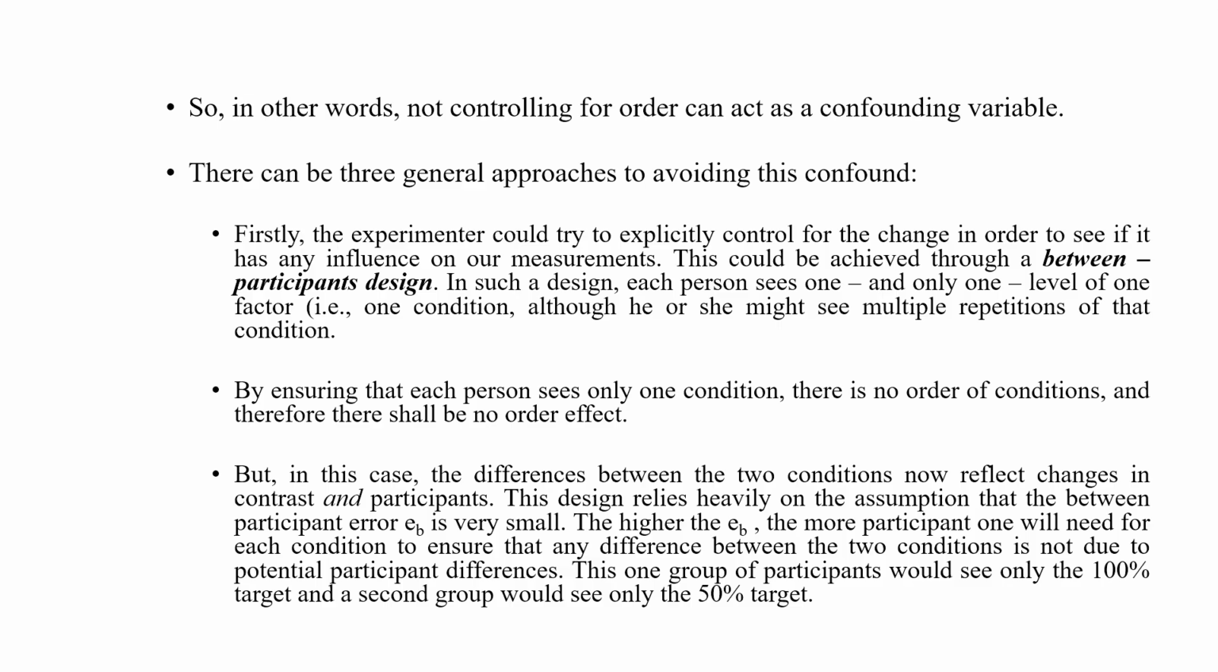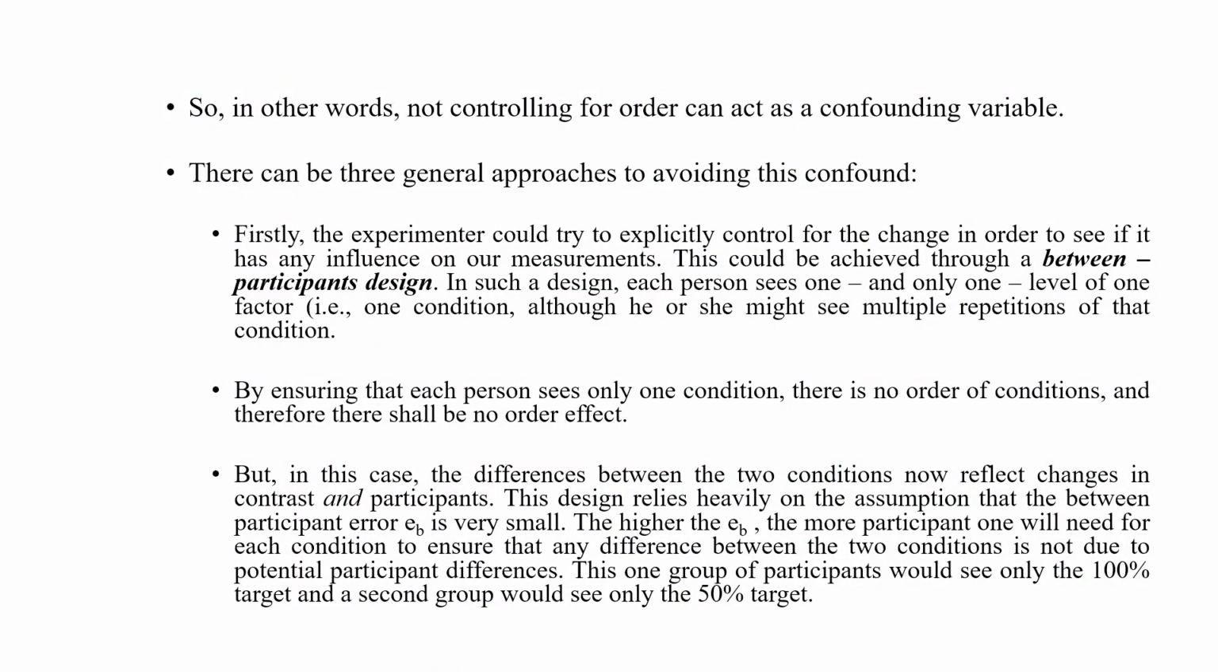That is basically giving you the difference between conditions, and because there is no order, you broadly compare these two. But in this case, the difference between the two conditions reflects the changes in contrast and also differences across participants. Say this group has seen only A and this group has seen only B. Yes, you will get the difference between conditions, 50% and 100%, but because these are different people, you will also see the error term influenced by the difference between participants. So that becomes a bit of a problem.